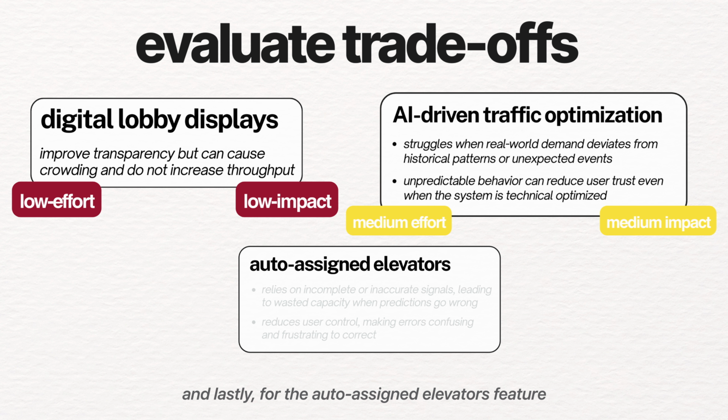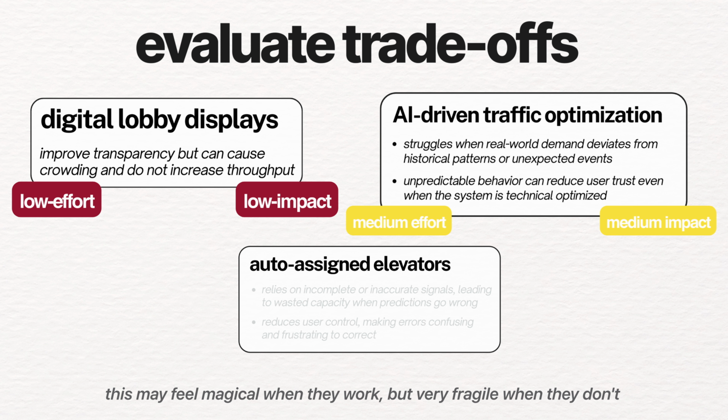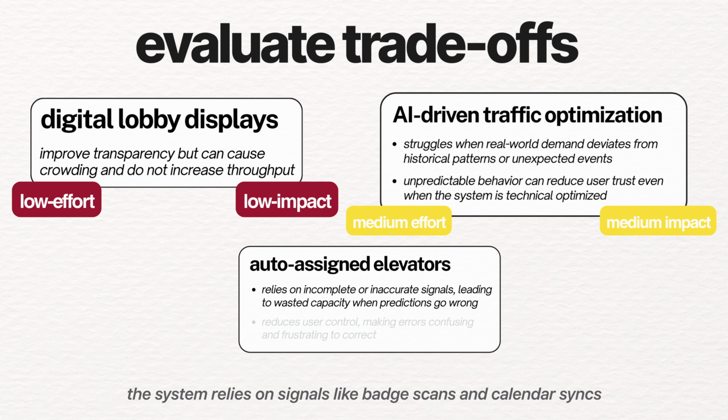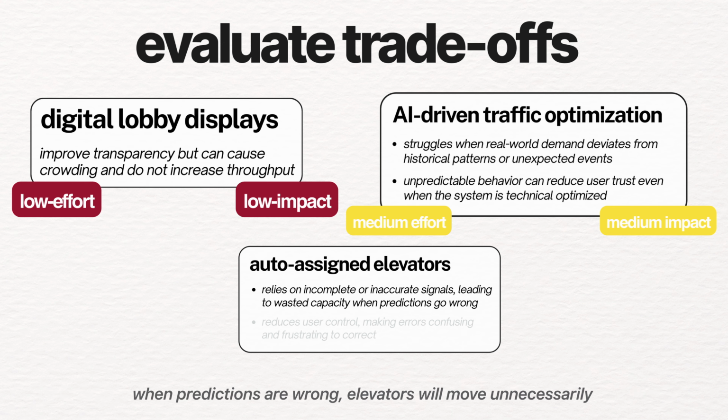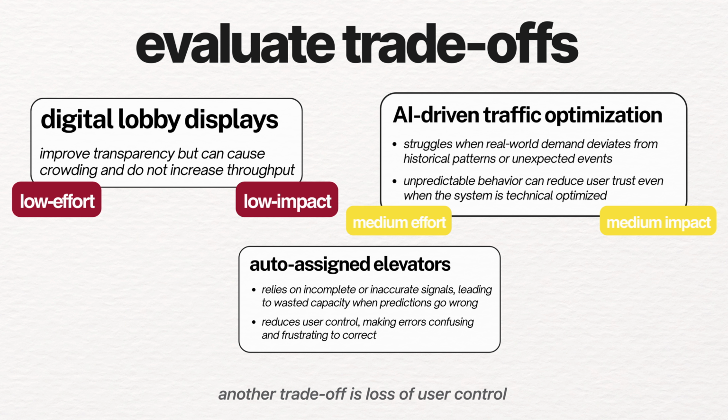And lastly, for the auto-assigned elevators feature, this may feel magical when it works, but very fragile when it doesn't. The system relies on signals like badge scans and calendar syncs, and if this integration isn't complete, this feature will not be effective. Additionally, meetings get rescheduled, people arrive early, or plans change last minute. When predictions are wrong, elevators will move unnecessarily, wasting capacity and slowing everyone else down.